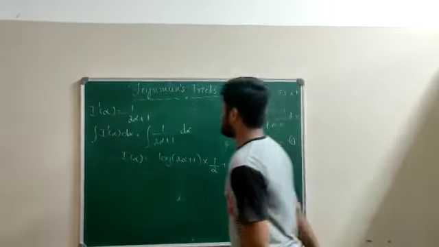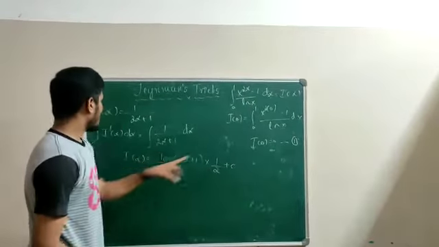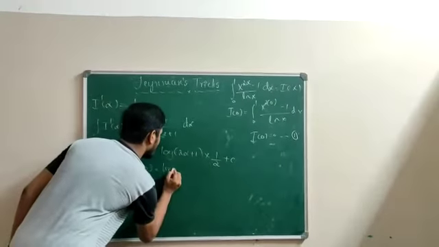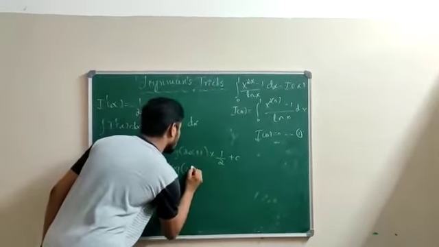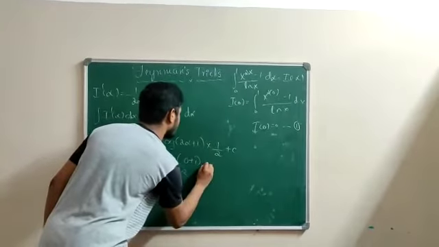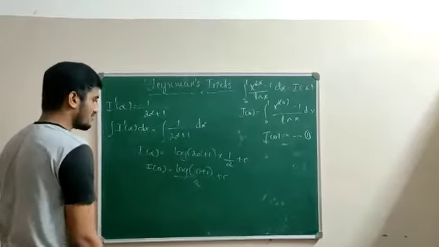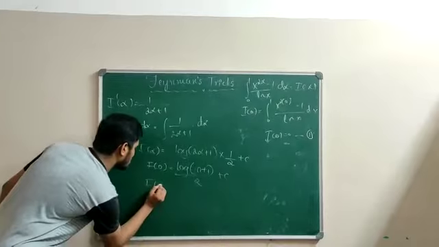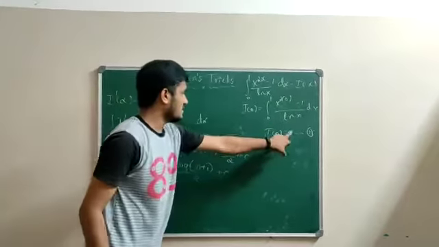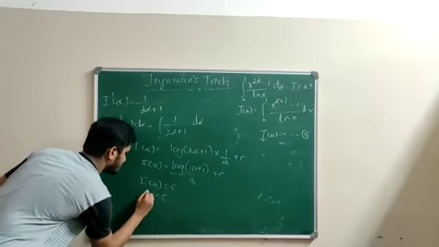This is the first value that we found out. Putting alpha as 0 here, log of 2 into 0 is 0, so 0 plus 1 by 2 plus c. So it became log 1, and the value of log 1 is equal to 0. So I of 0 is equal to c directly, whereas I of 0 is equal to 0 here. So c is equal to 0.